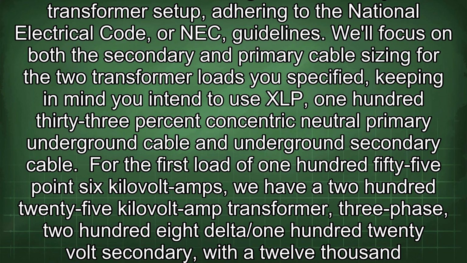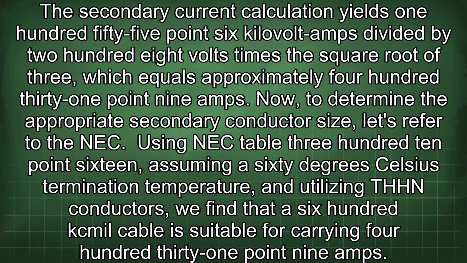For the first load of 155.6 kVA, we have a 225 kVA transformer, 3-phase 208 delta/120 volt secondary with a 12,460 volt primary. The secondary current calculation yields 155.6 kVA divided by 208 volts times the square root of 3, which equals approximately 431.9 amps. Now, to determine the appropriate secondary conductor size, let's refer to the NEC.